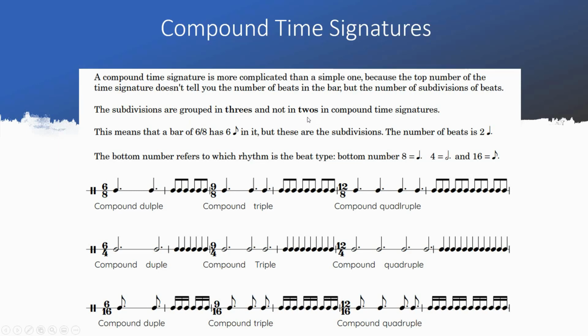Okay? So that means, as I was saying before, 6/8 has 6 quavers in it, but these are the subdivisions. The actual number of beats is 2, and a dotted crotchet is worth 1 in 6/8. That means a crotchet is worth 2/3 and a quaver is worth 1/3. I know that's a little bit confusing, but you'll get there with it. Same in 9/8 and 12/8.